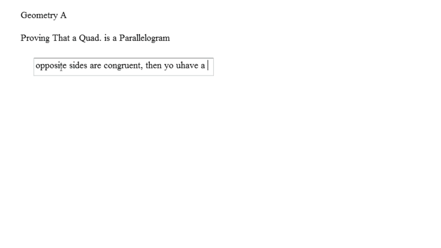Okay, so we're trying to talk about proving that a quadrilateral is a parallelogram. So if you know a couple of things, opposite sides are congruent, then you have a parallelogram. And I like to use this form.